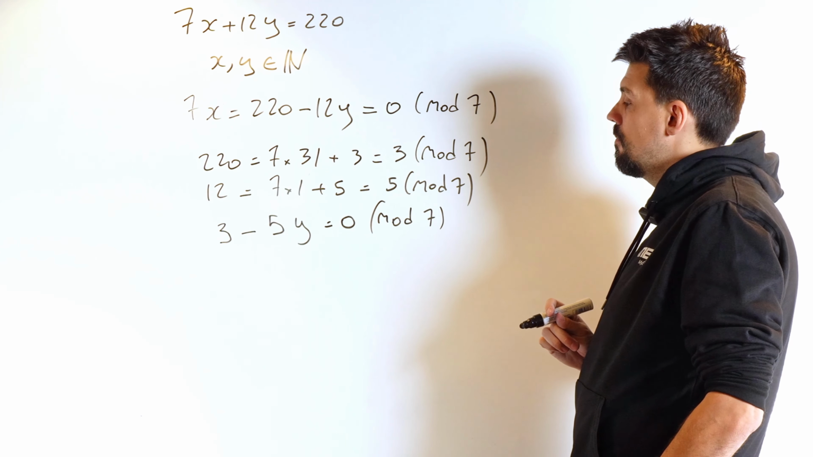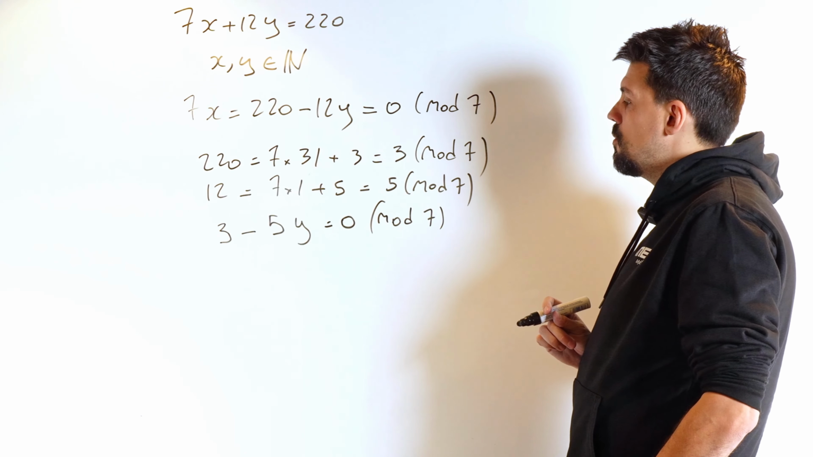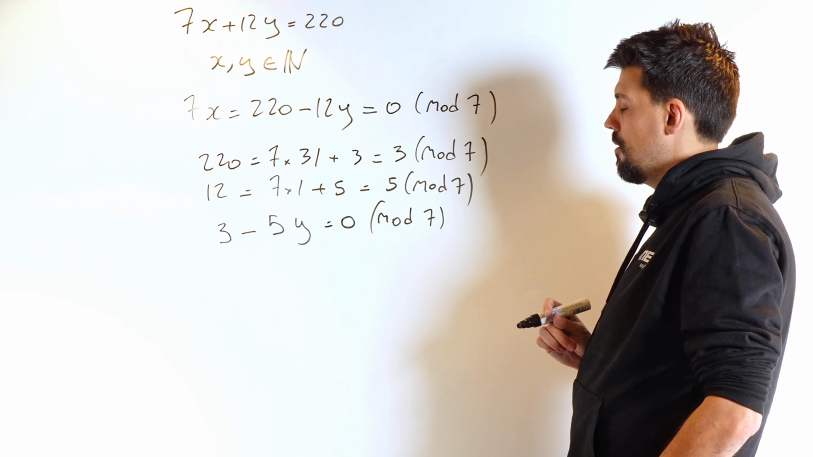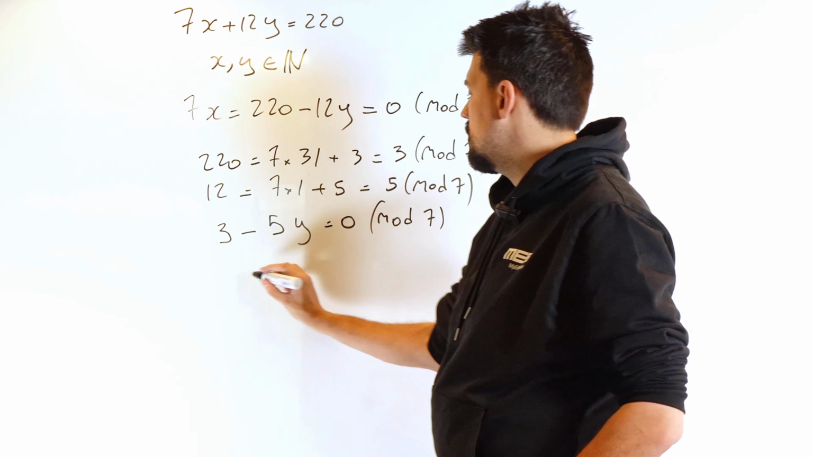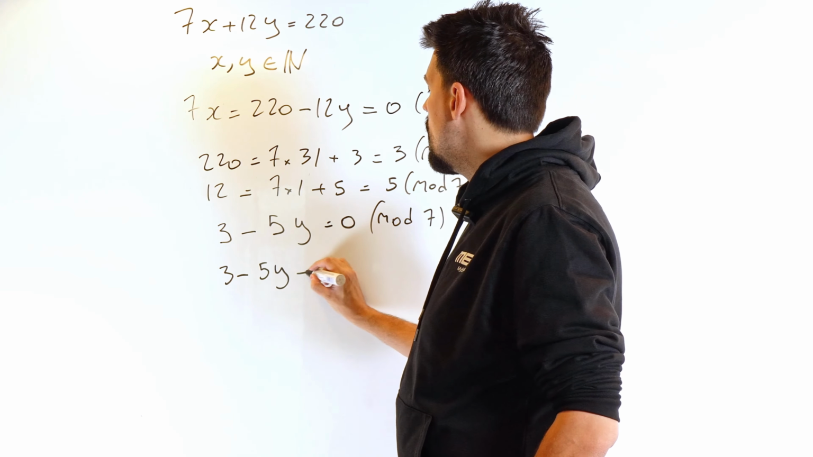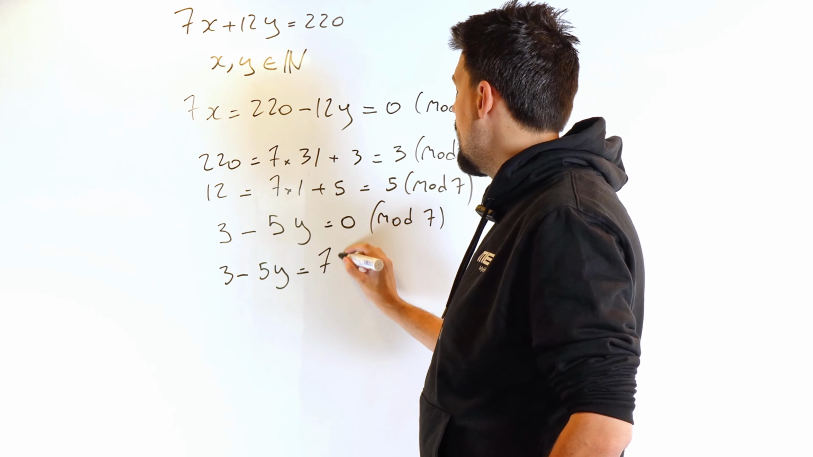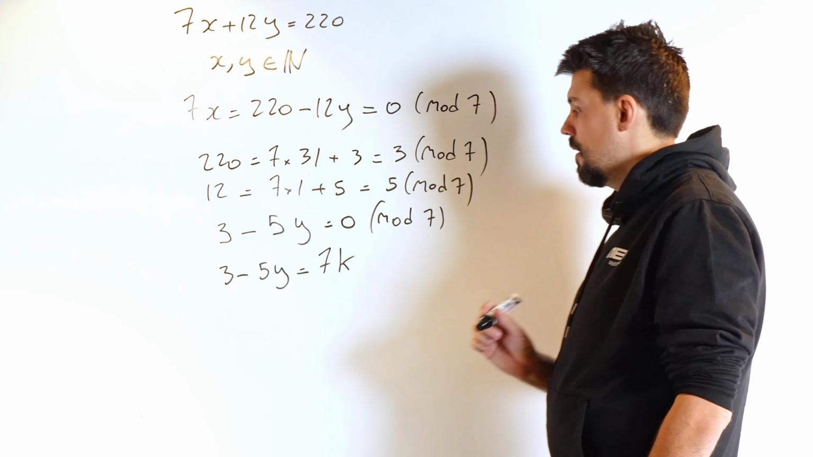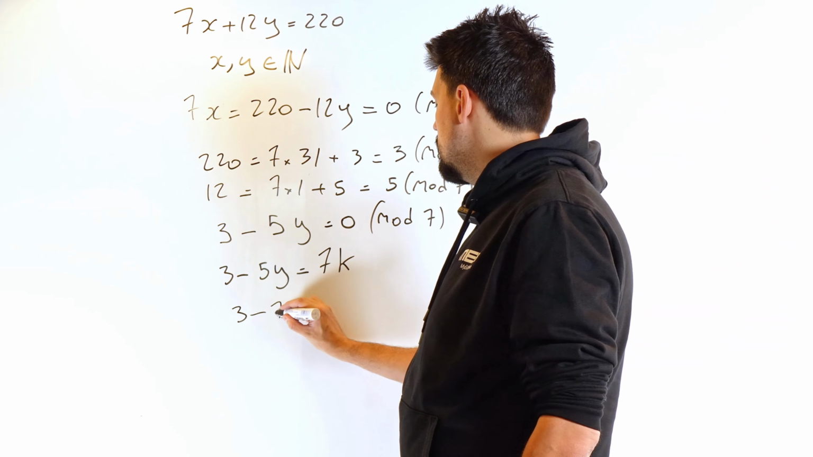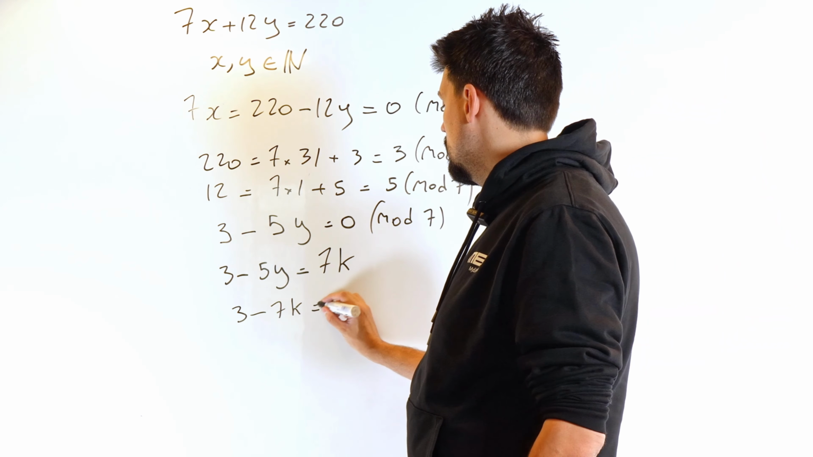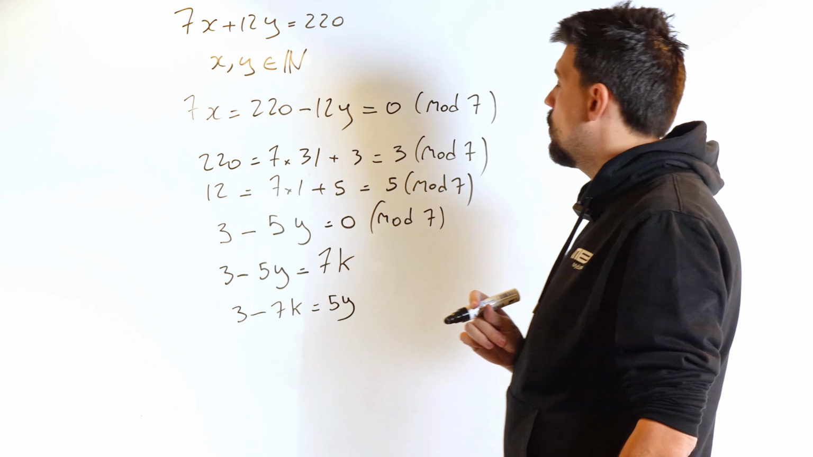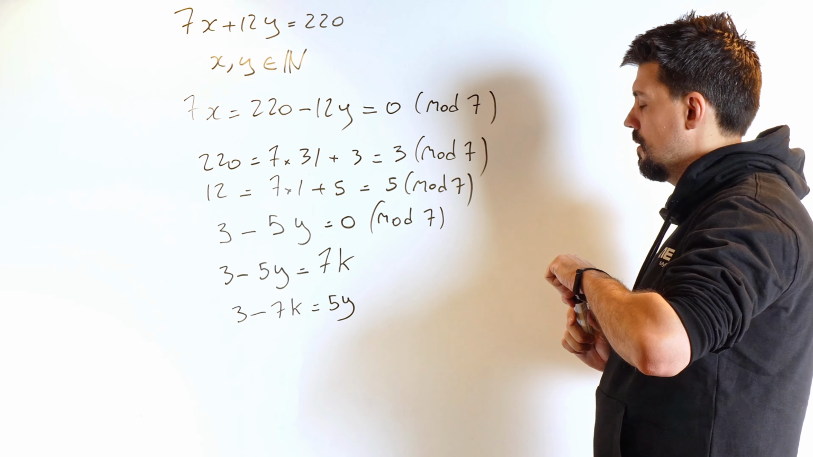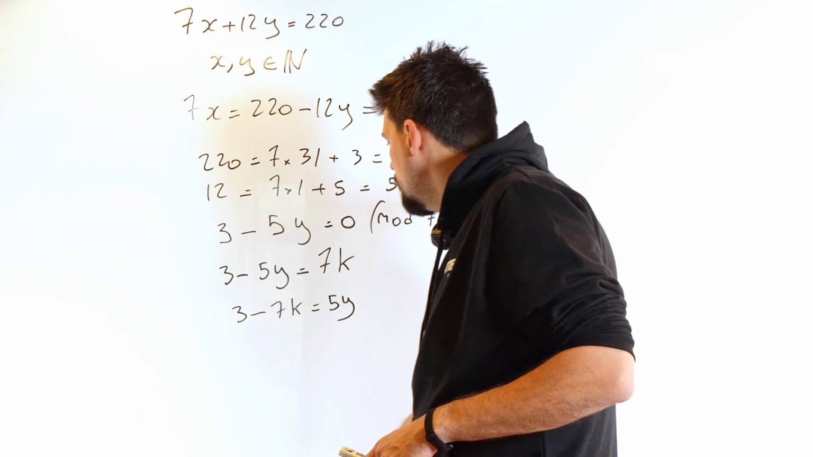So this is what we know. 3 minus 5y is equal to 0 mod 7. So what that tells me is 3 minus 5y is equal to 7k, 7 times something. It just makes everything a little bit nicer. So 3 minus 7k is equal to 5y. Well, actually, no. I'm going to do this slightly differently.